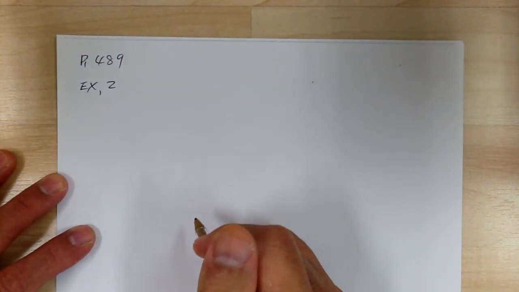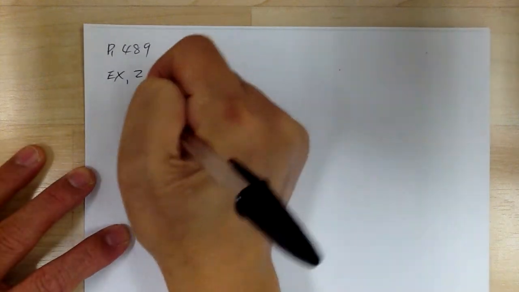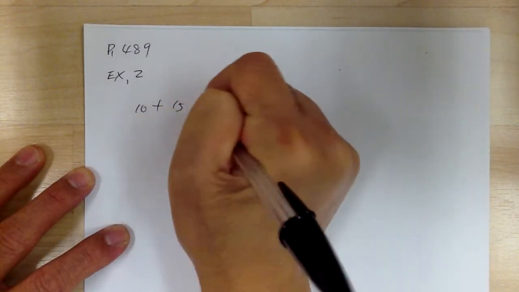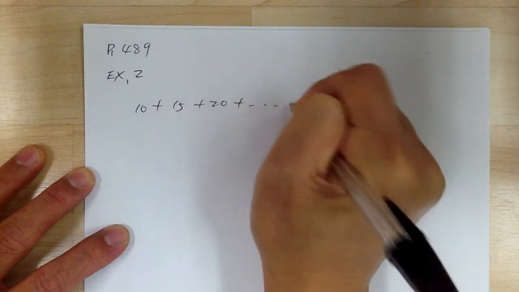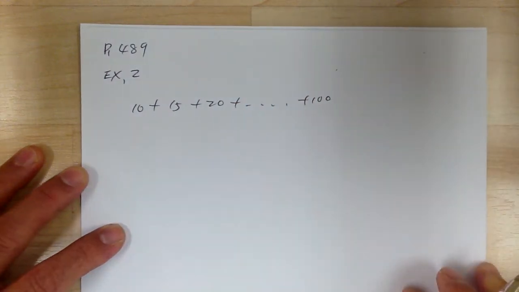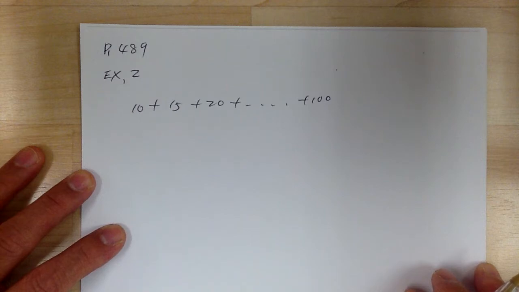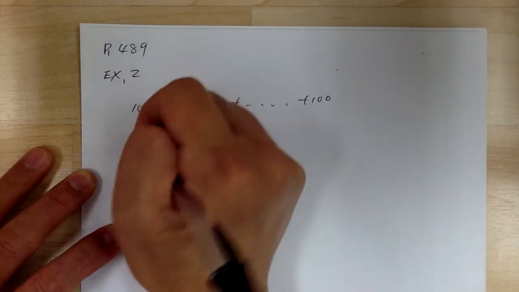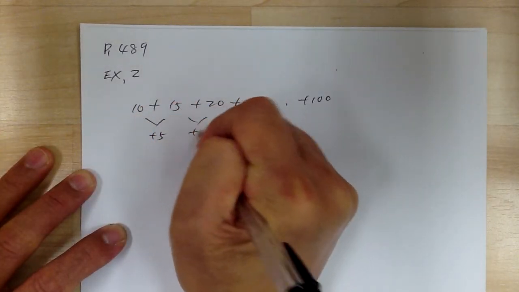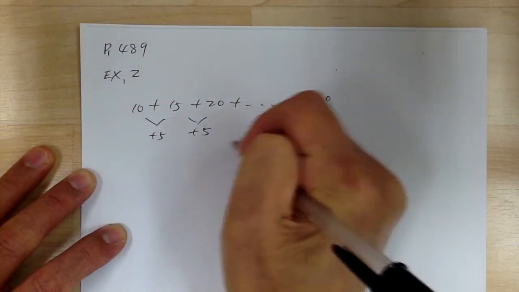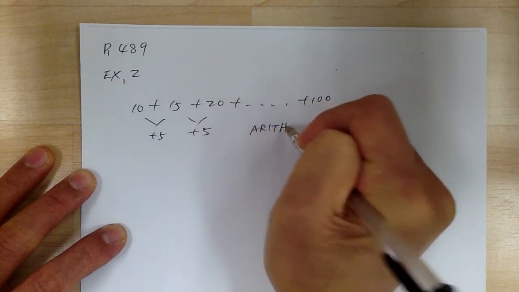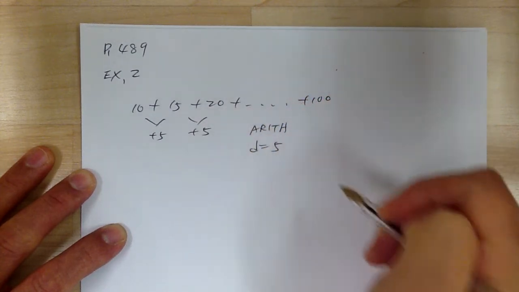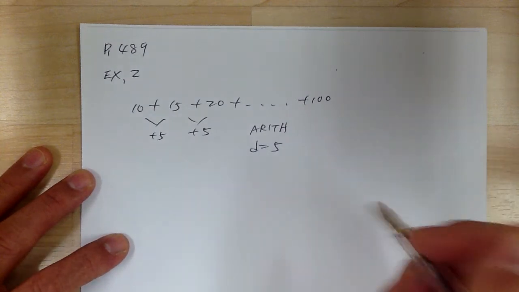It says use the sigma notation to write a series. So you've got 10 plus 15 plus 20 plus dot dot dot plus 100. There are 2 methods. One is by using the formula if it's an arithmetic series or a geometric one. Let's do method 2 first and use a formula. You can see that this is plus 5, this is plus 5, so this is an arithmetic series and d equal to 5.